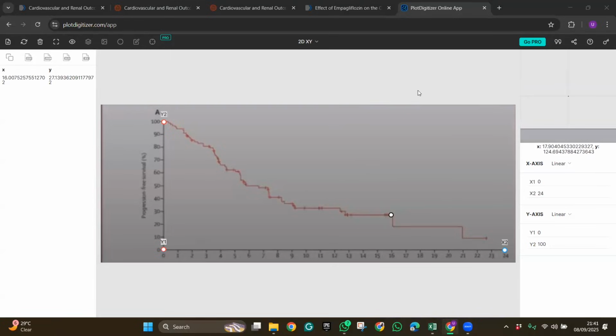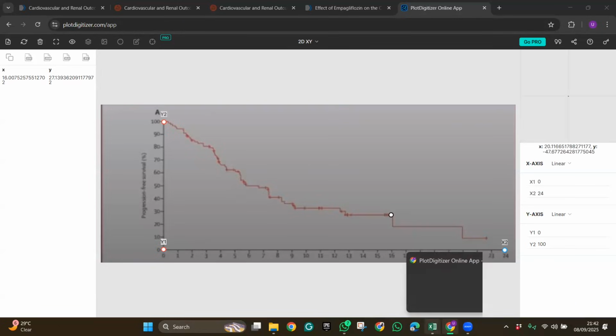What if there is no numbering on the graph? There has to be some numbering on the graph. If there is no numbering on the graph, then you cannot extract the data, right? Sample size will be given. Aisha, I did not show you guys something. I'll give you guys an example.